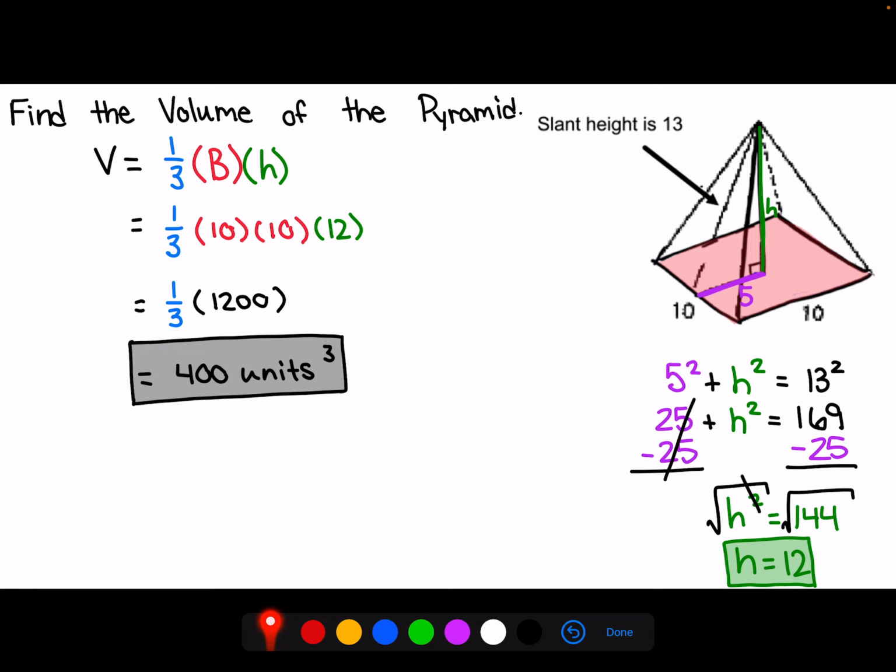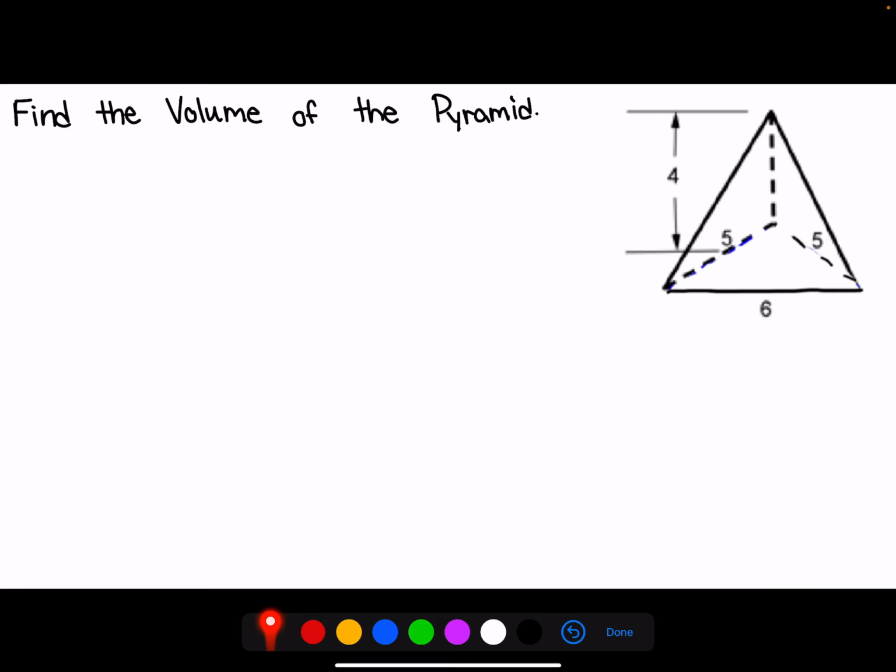All right, let's go ahead and try out another pyramid. This time, our base is going to change once again. So what type of pyramid is this? Well, this is a triangular pyramid because our base is a triangle. And with this triangular pyramid, we may notice something unique about the base. For our base, we have an isosceles triangle. We have two sides that are the same length.